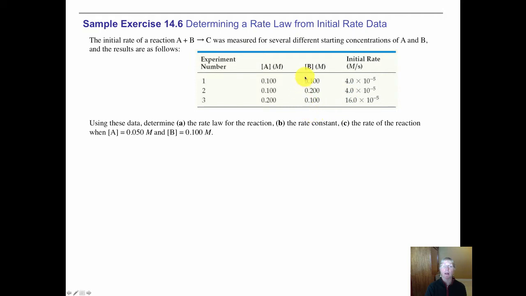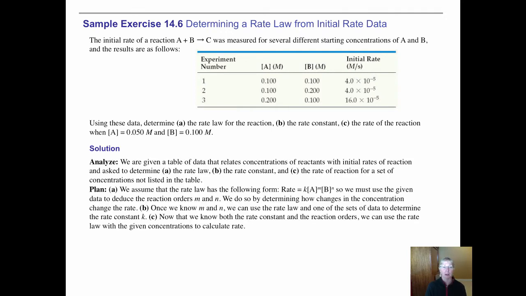Trials 1 and 3 hold B constant, and you can see that the doubling of reactant A from trial 1 to trial 3 results in 16 times 10 to the minus 5. The rate went up by 4 times. So if I'm doubling it and it goes up by 4 times, that's 2 squared, or 4 times the rate.